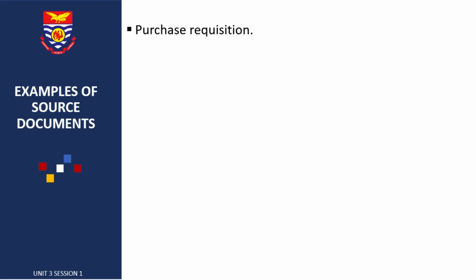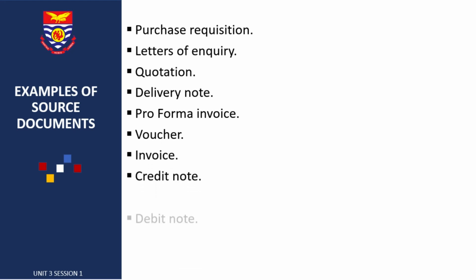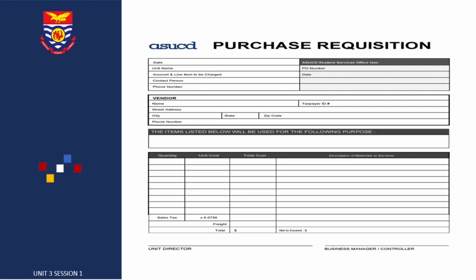Examples of source documents include purchases requisition, letters of inquiry, quotation, delivery notes, pro forma invoice, voucher, invoice, credit note, debit note, receipts, among others. Purchase requisition. It is an internal document. It is a document filled by a department within an organization by which a person with authority to do so requests for some items needed by the department. The document is forwarded to the purchasing department. This is how a purchase requisition may look like.